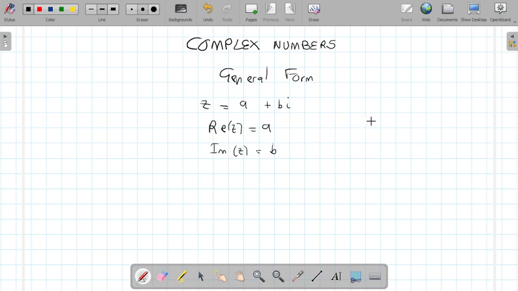However, A and B are real numbers. Great. So this is the form of a complex number. A complex number is a number that is written in this form, A plus BI, where A is the real part of Z and B is the imaginary part of Z.